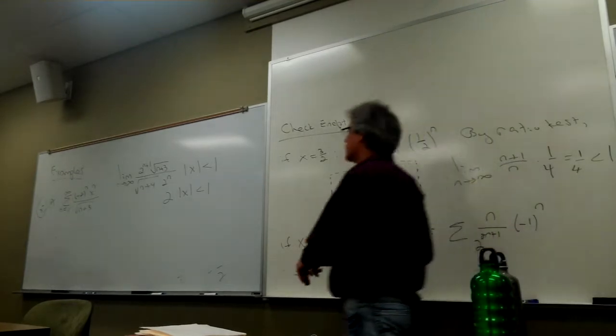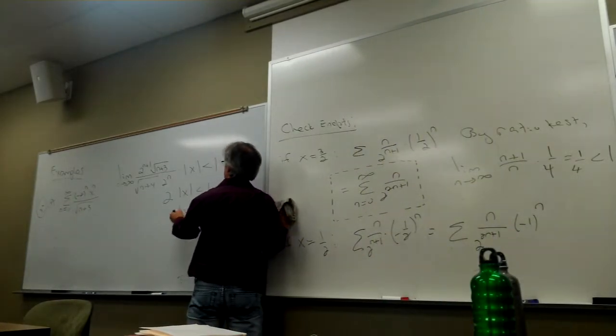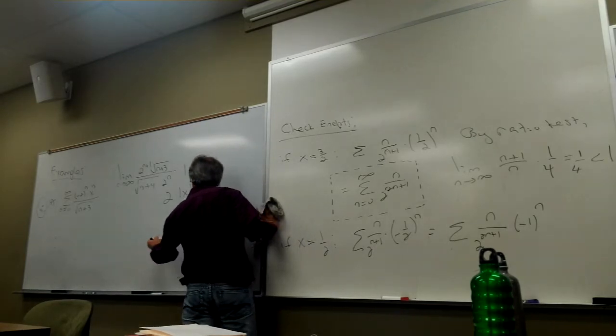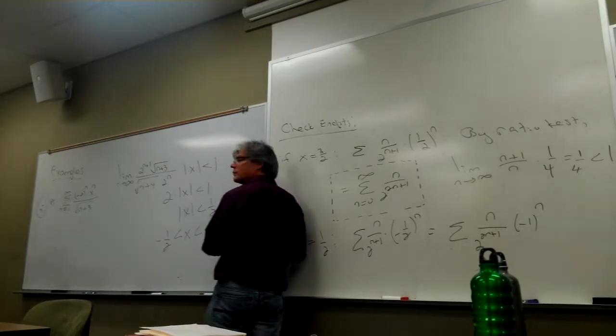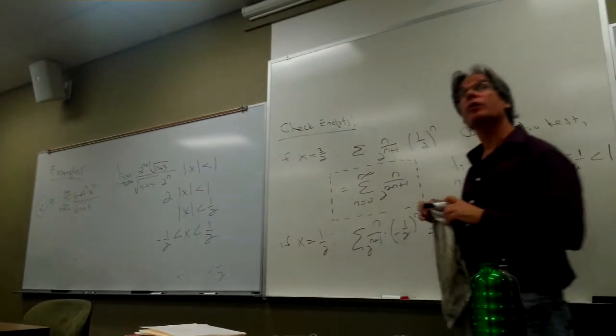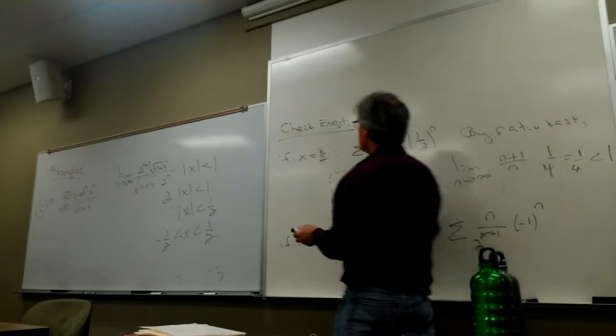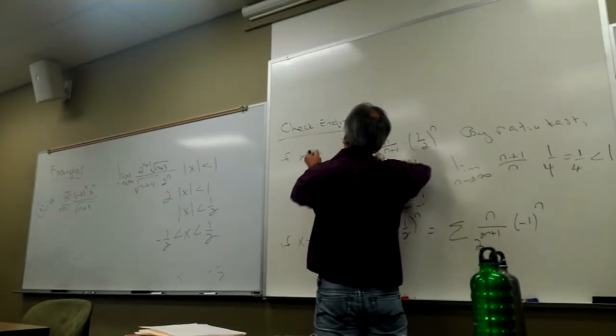Meaning, of course, the absolute value of x is less than 1/2. Meaning, of course, x is sandwiched from here to here. Meaning, of course, I also need to check the darn endpoints. So checking the endpoints, let's try positive 1/2.